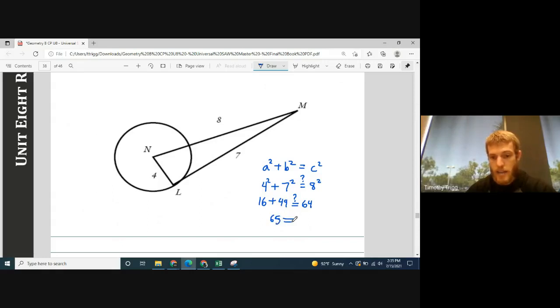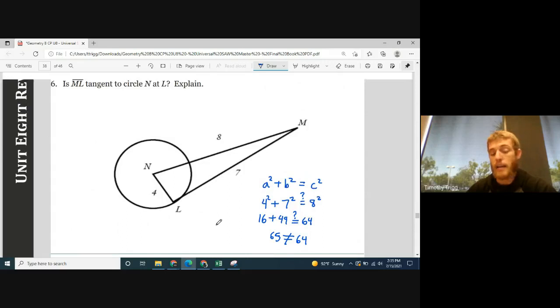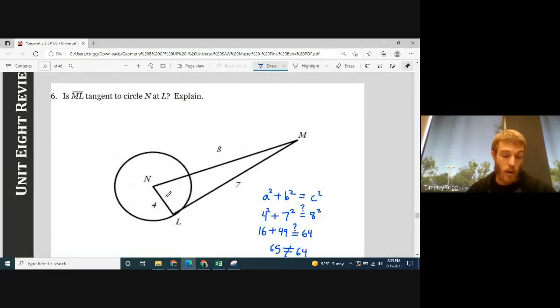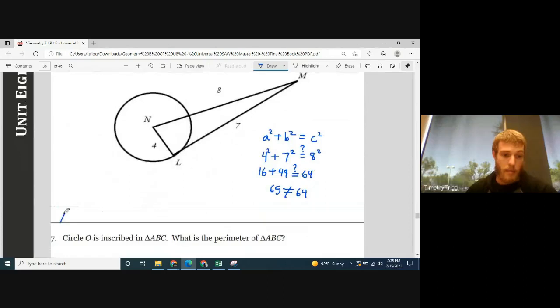Well, that's not equal to 64. So these are not equal. So since these are not equal, that means this is not a right triangle, which means this is not a right angle, which means ML is not tangent to N.